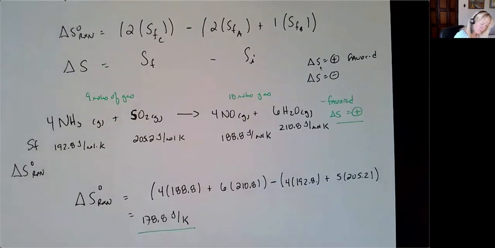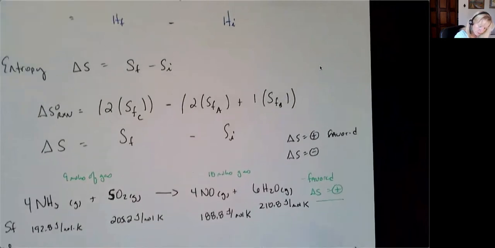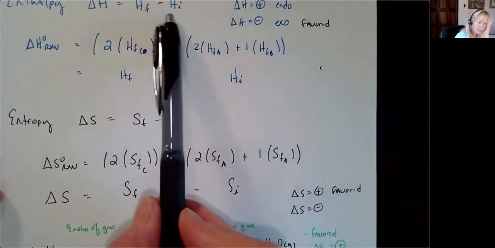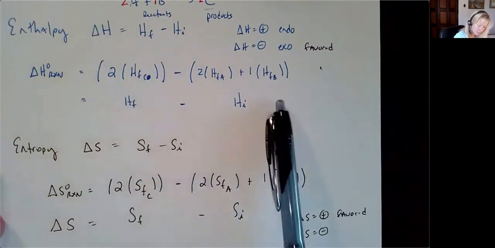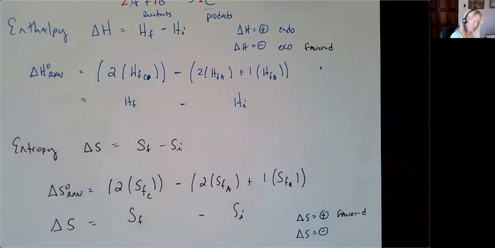And I could do the same thing and find my enthalpy, and then I would know if it's favored from an enthalpy standpoint because I could look up these values and do the same thing here. If I get a negative value, then it's going to be favored. If I get a positive value, it's not.